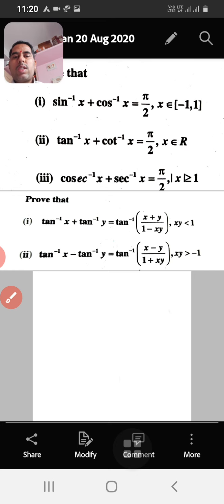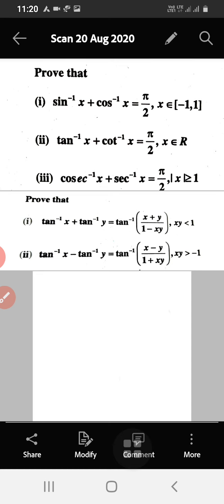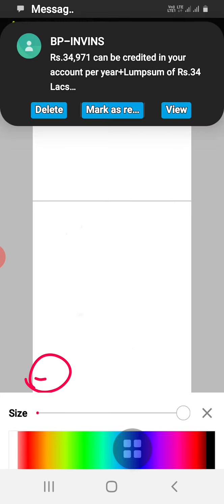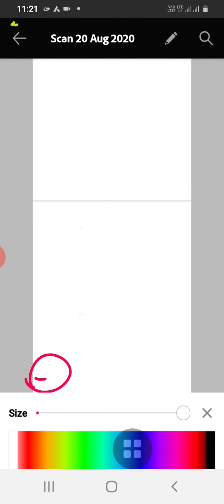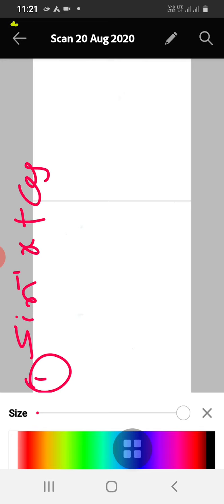So first I will consider sin inverse x plus cos inverse x is equal to pi by 2. So let us prove the first one. Let us consider the proof of the first result. I will consider the first one, sin inverse x plus cos inverse x is equal to pi by 2. So I am going to prove this result. Okay, so let's start the solution here.